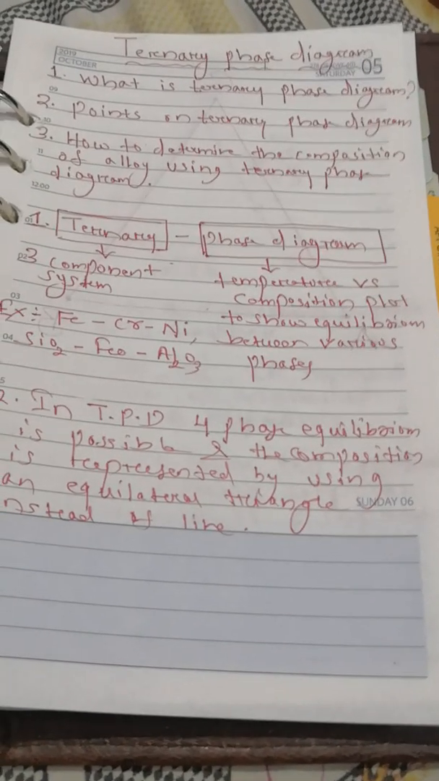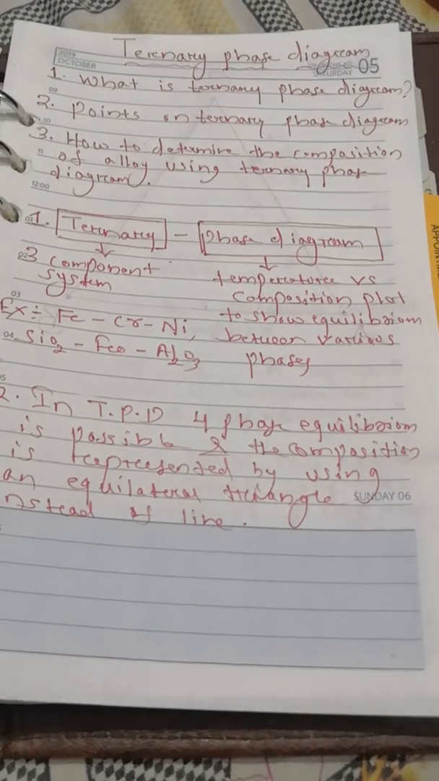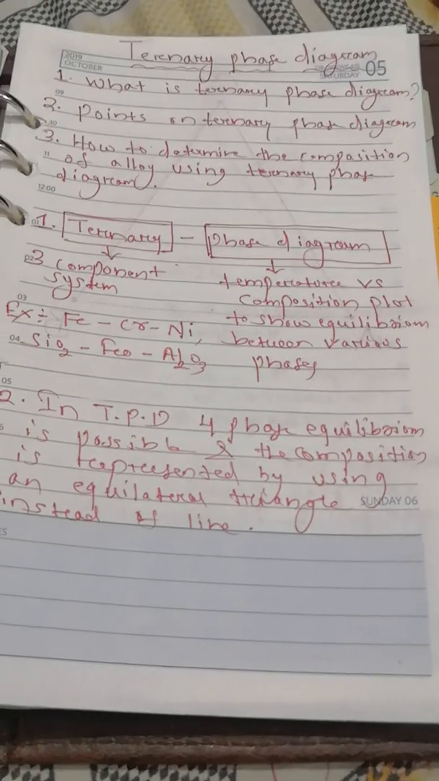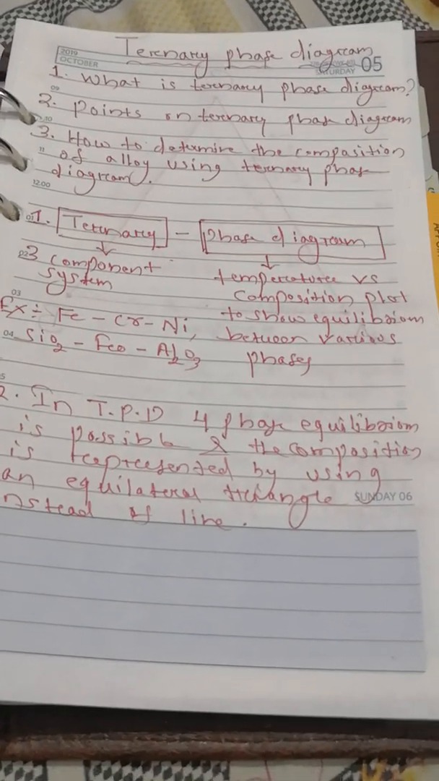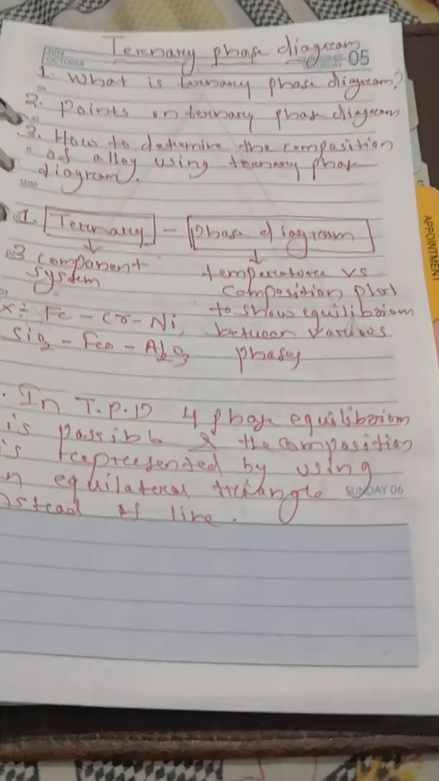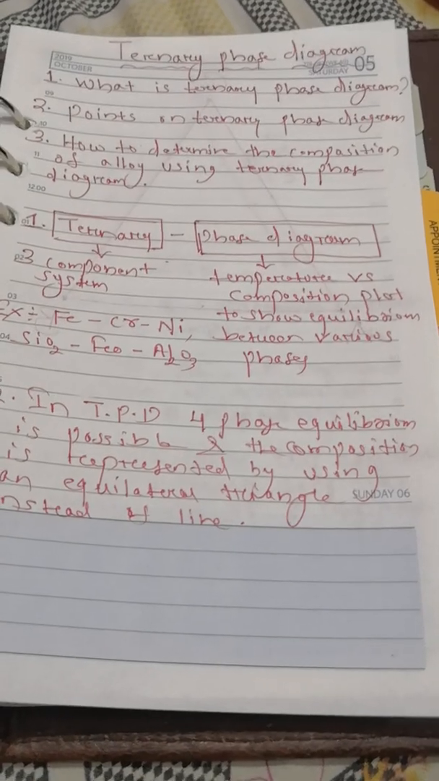That means we understand in binary phase diagram we use lines, vertical lines and horizontal lines, to represent the compositions or equilibrium between the different phases produced by a two component system, right? But in case of ternary phase diagram, we have three components, not two components, three components. And here we don't use lines. Here we have to use a triangle to represent the composition of the alloy containing three components, right?